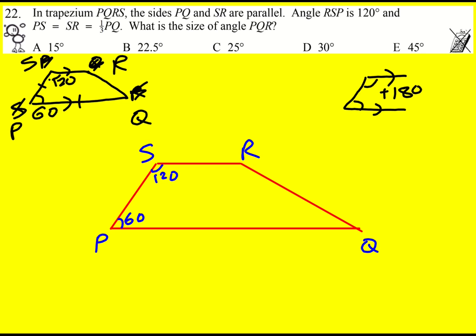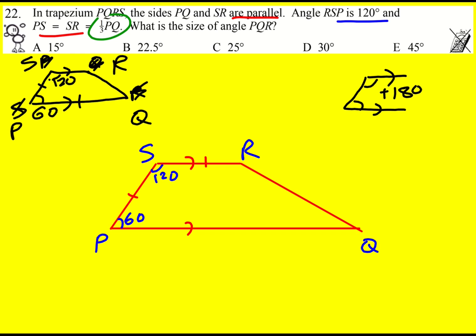Right, I'm going to label PS equal to SR. That's that bit sorted. And I've also dealt with the angle. I've dealt with the fact that they're parallel. I haven't written that on yet. They're parallel. Right, the one thing I've not done is use the fact that these two sides are a third of PQ.